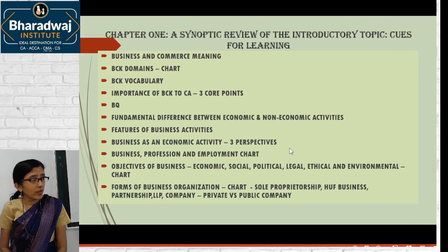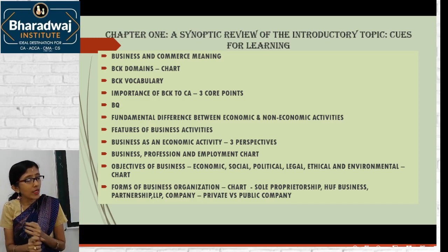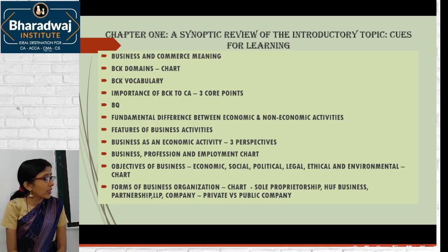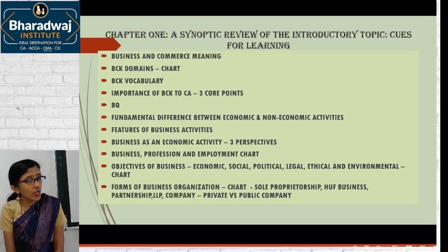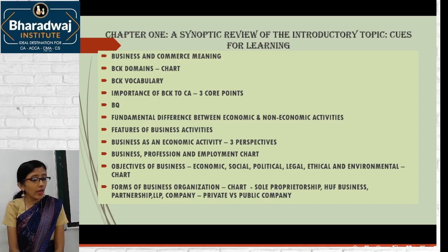Look at chapter 1, a synopsis. So you have the BCK domain. You remember the chart and all that we had? One was your BQ chart. The other one was what? Vocabulary chart. Do you remember that? BQ chart and vocabulary chart. Okay. And importance of BCK to CA aspirants. I think 2-3 important points were there, isn't it?